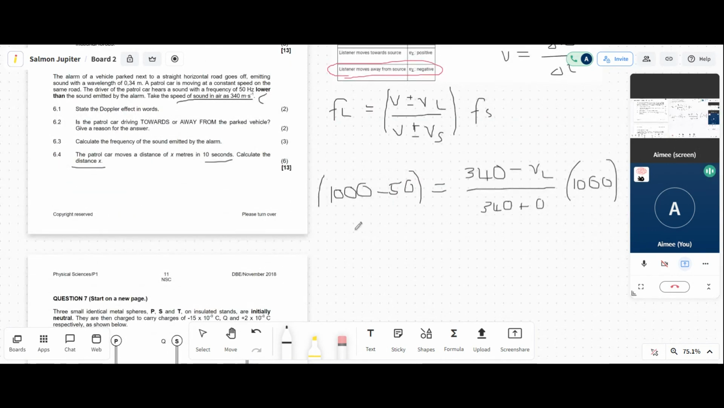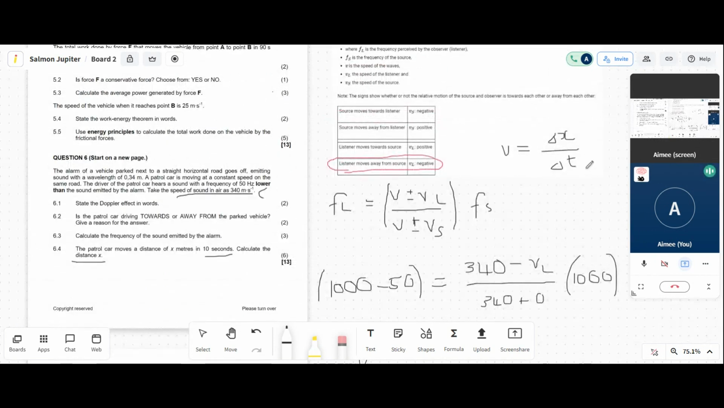Okay? You substitute all of that in, you divide away, and what you get is the velocity of the listener was 17 meters per second. And like I said, now to get a distance, it's super easy because you already know what the formula of velocity is. Velocity is equal to the change in the distance or the displacement over time.